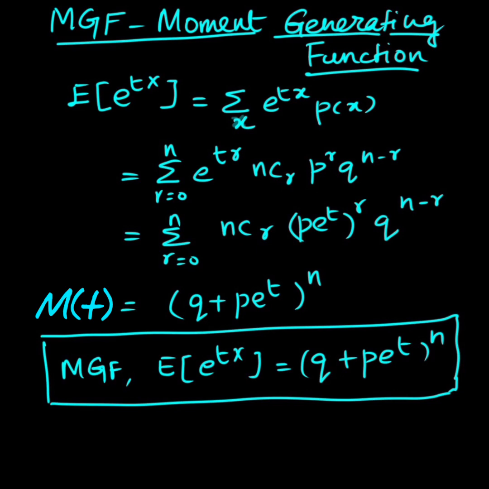So it will become sigma r from 0 to n nCr p e power t whole power r q power n minus r. So if we compare this right side with the binomial expansion, it will be equivalent to q plus p e power t whole power n. So M of t is equal to q plus p e power t whole power n. So this is the moment generating function.